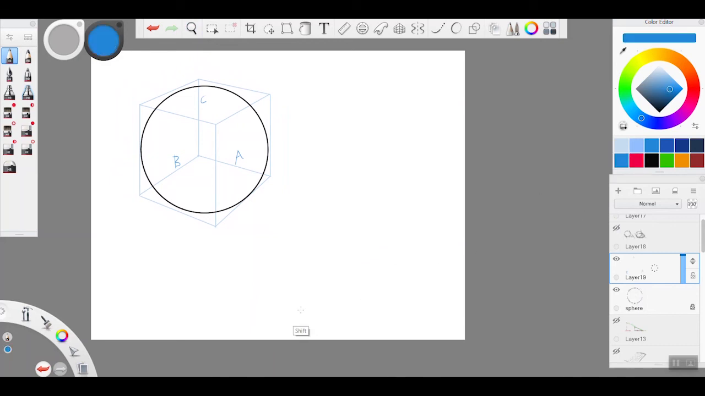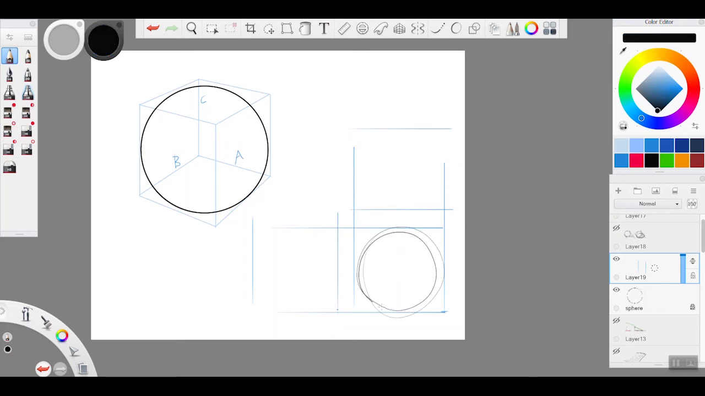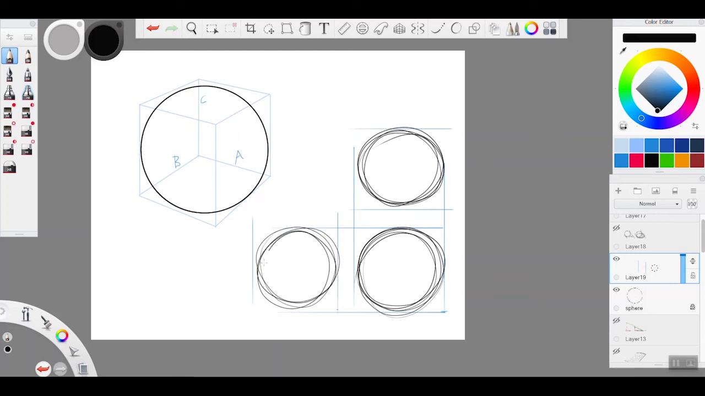So the way I like to start my orthographic views is by plotting essentially 3 rough squares here where they're going to exist. And what that does is it helps try to keep everything in line. So these aren't perfect squares, so the circle might be a bit funny in them. But on this A face, the sphere looks like a circle. On the C face, the sphere looks like a circle. And on the B face, the sphere looks like a circle.